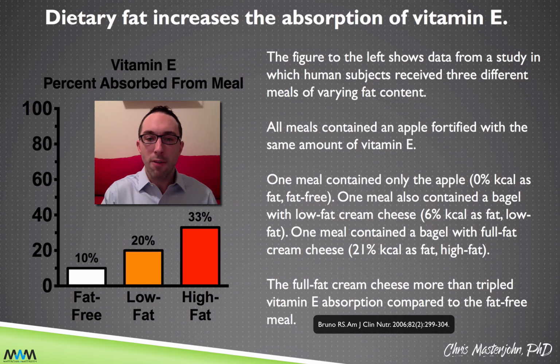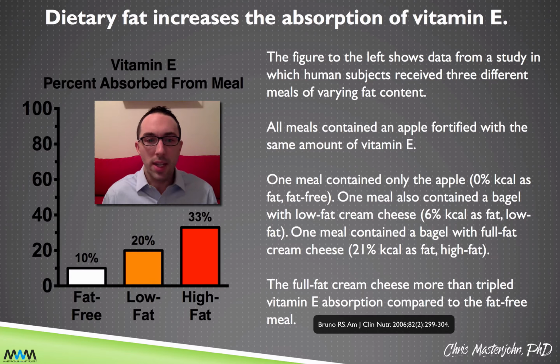So by bringing fat from 0 to 6 to 21% of calories, you get this graded increase, and you triple your absorption of vitamin E by including the full-fat cream cheese. Now, maybe if they had eaten 30 or 40% of their calories, they would have absorbed even more. But the principle here is the more fat you eat, the greater proportion of vitamin E you're going to absorb from the diet. If you're just eating natural foods, I would say that means eat some fat.